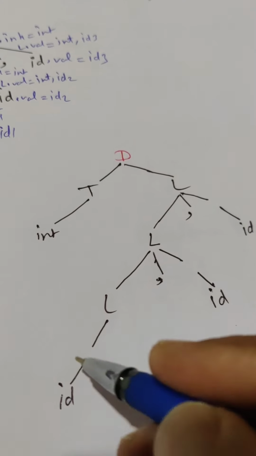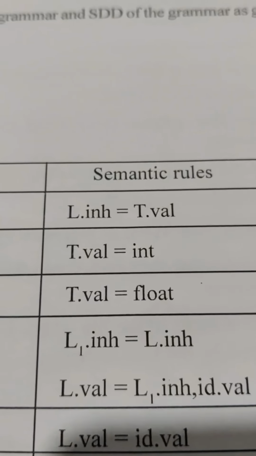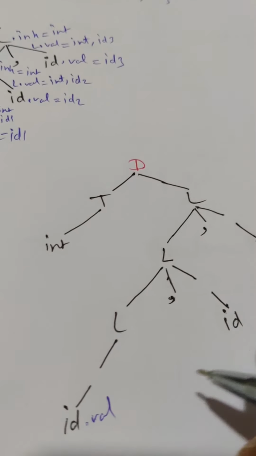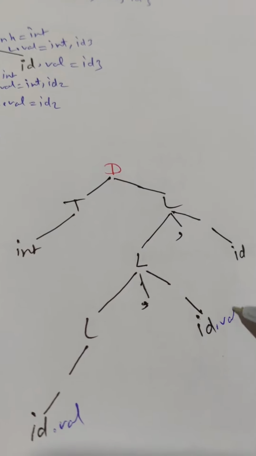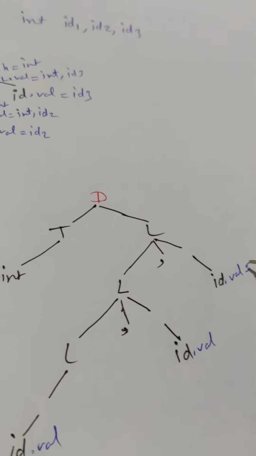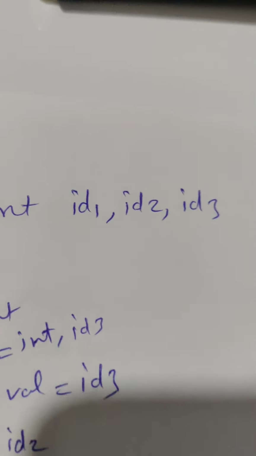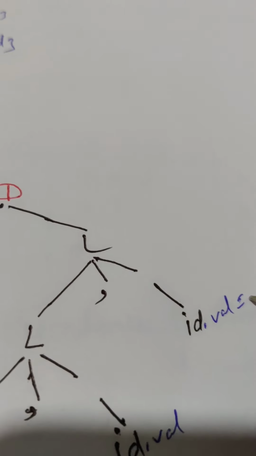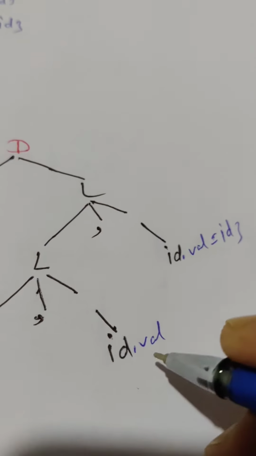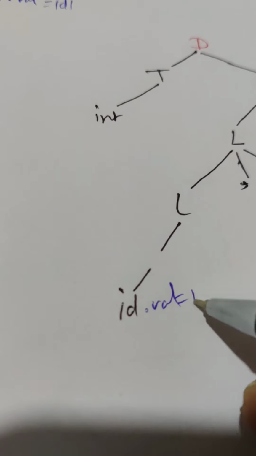ID has an attribute value. Look at the SDD: ID has the attribute value val. So we have ID dot val, then ID dot val, and ID dot val. What is the value of these identifiers? Looking at the statement, this one is ID3, this is ID2, and this one is ID1.